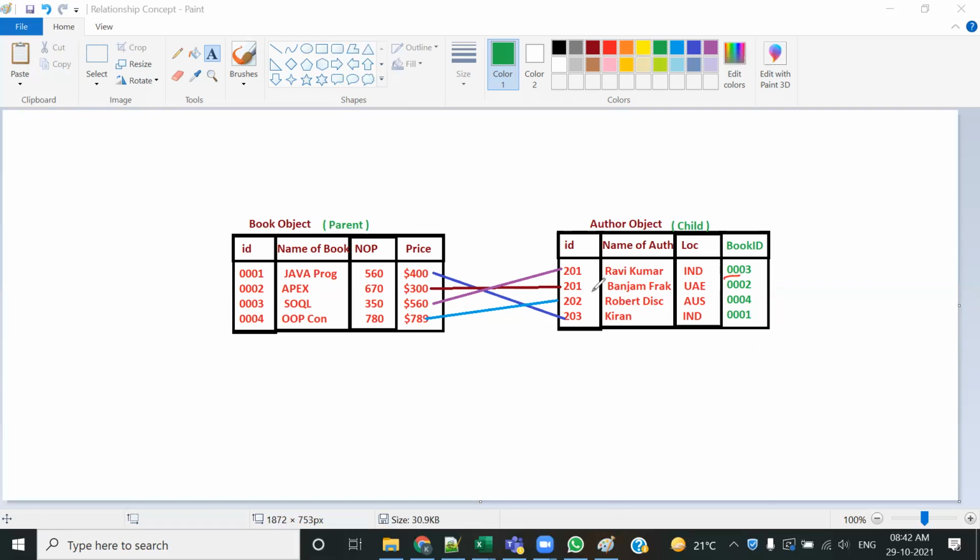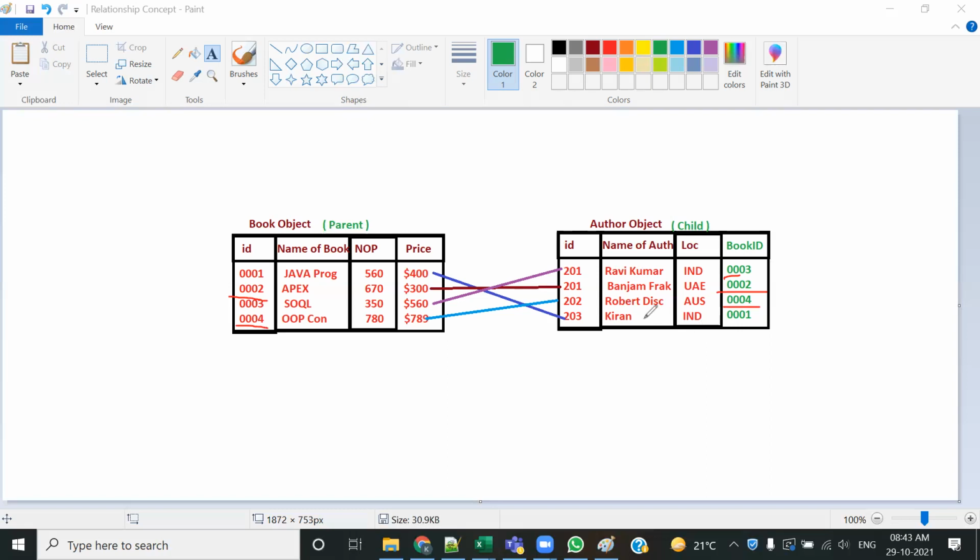Now Benjamin Franklin is the child record. Who is the parent for this? The parent is Apex. What is the ID of Apex? It's 0002. So in the row of Benjamin Franklin, inside the book ID column, I have stored 0002. Robert DeCosta is the child record. Who's the parent? The parent is the OOPs concept. What is the ID of the OOPs concept? It's 0004. So for Robert DeCosta, inside the book ID, I have stored 0004.